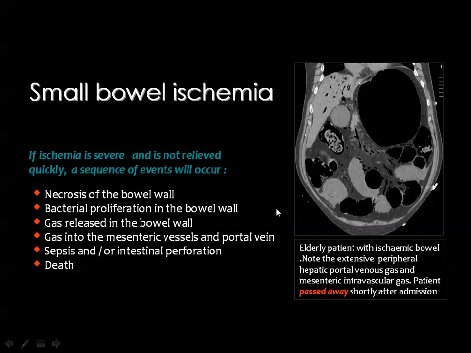And if ischemia is severe and is not relieved, then these are the sequelae that will happen. Number 1, necrosis of the bowel loop. Number 2, bacterial proliferation in the bowel wall. Gas released in the wall of the bowel. Gas will get into the mesenteric vessels and the portal vein. Then sepsis and intestinal perforation, and finally death.